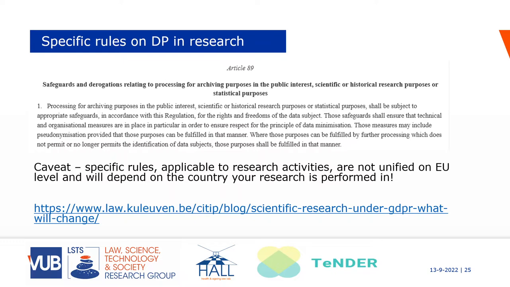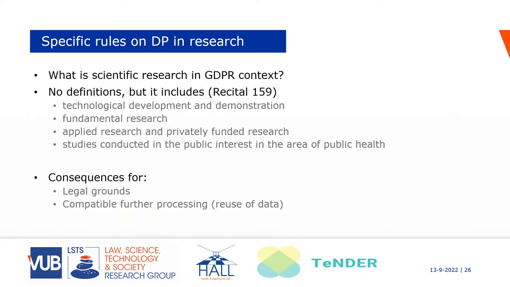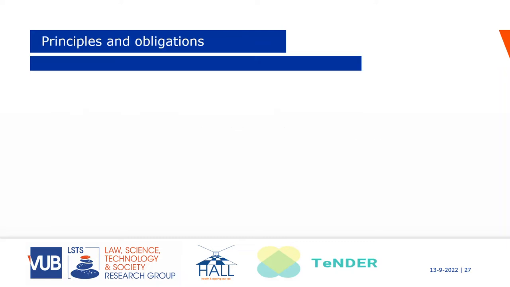Okay, we'll come back to this in a bit. So there are some specific rules on data protection in research, in the GDPR. Actually, scientific research counts pretty much everything from theoretical to applied research, technological development, also public health studies, even if they are not done by universities. And what does that mean? Usually, or at least in principle, it means that we shouldn't need to ask for consent every single time you want to do something with the data, but we'll see that this is a little more complicated than that.